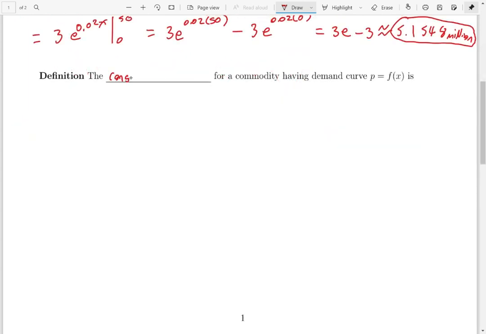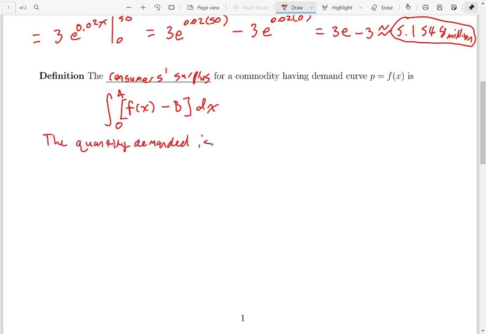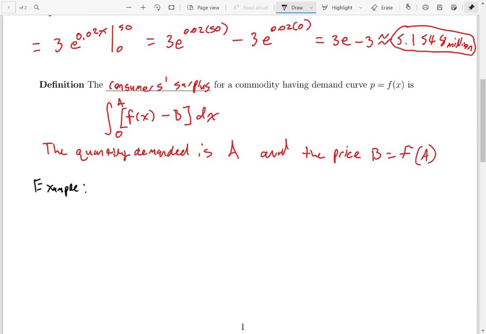Next, the consumer's surplus for a commodity having a demand curve P equal to f of x is specifically going to be the integral from 0 to capital A of f of x minus capital B dx, where specifically the quantity demanded is A and the price B is equal to f of capital A. So then let's do an example.